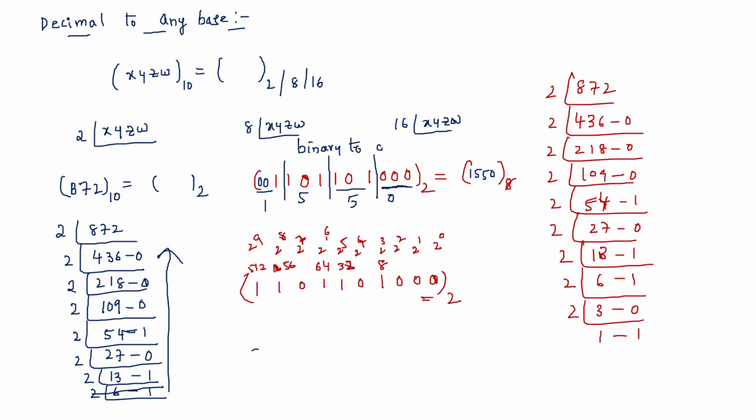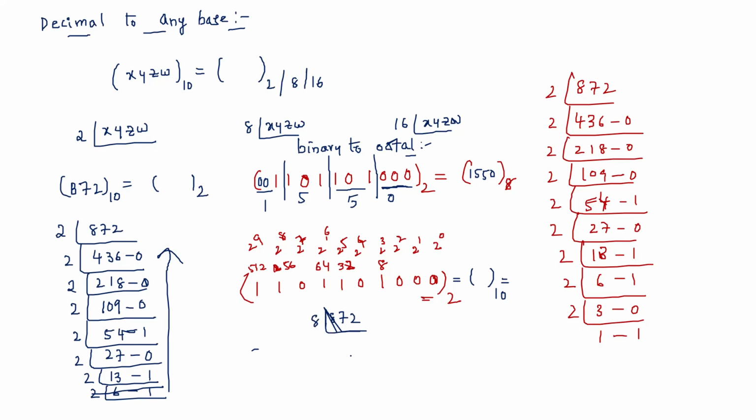Binary to octal conversion. Clear? So, simple conversion. How can we convert binary to octal? First we need to convert this number to decimal, binary to decimal. After that, we need to divide this decimal number by 8 for octal, right? So what is the decimal number we got here? 872. Okay, 872 is the decimal number that should be converted to octal.